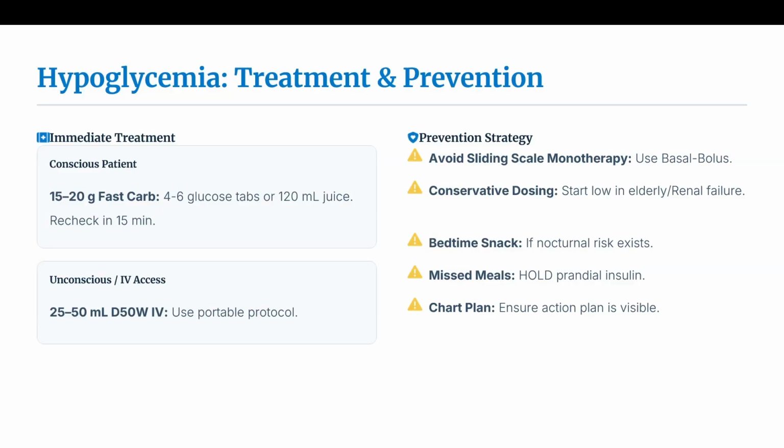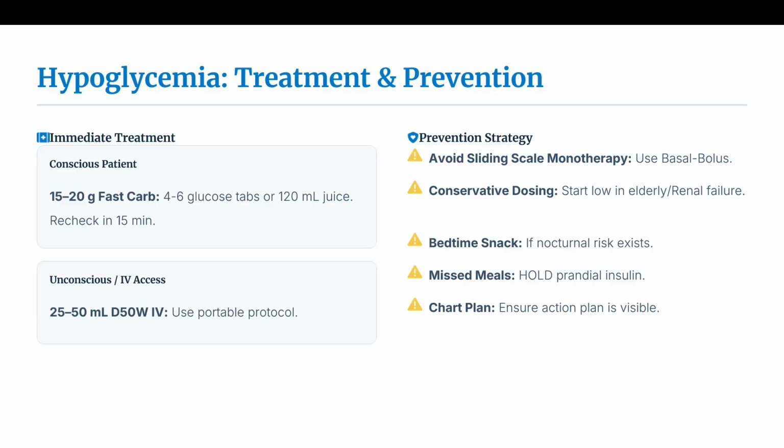In unconscious patients or those with IV access, you can give 50 ml of D50, dextrose 50% IV solution. Prevention strategy: always avoid sliding scale monotherapy. Best is to use basal bolus. Conservative dosing: start low in elderly or renal failure patients. You can also advise a bedtime snack if nocturnal hypoglycemia exists.